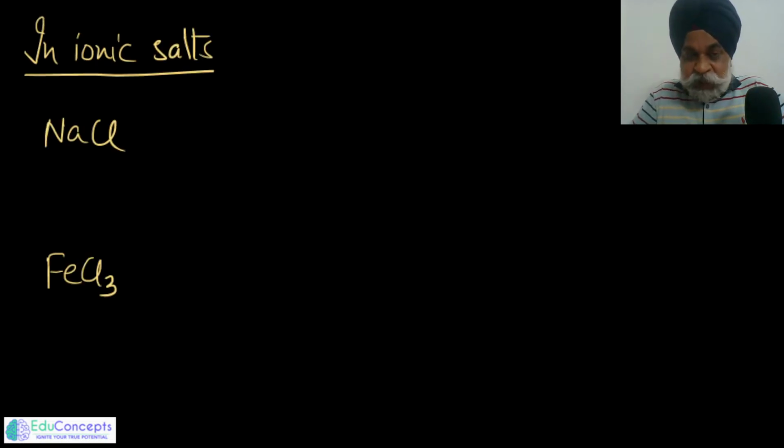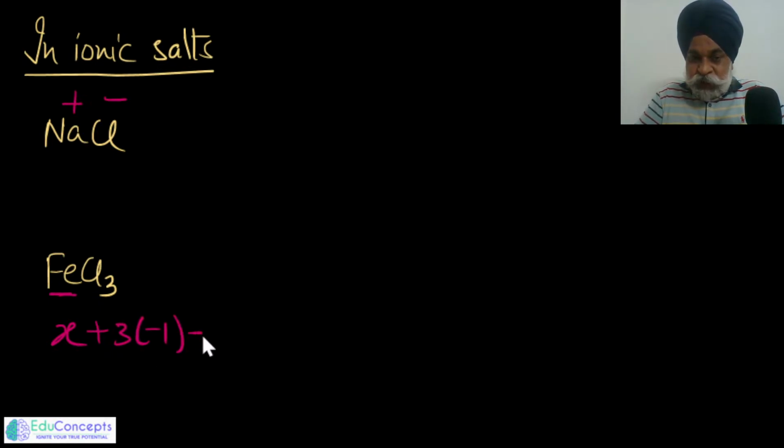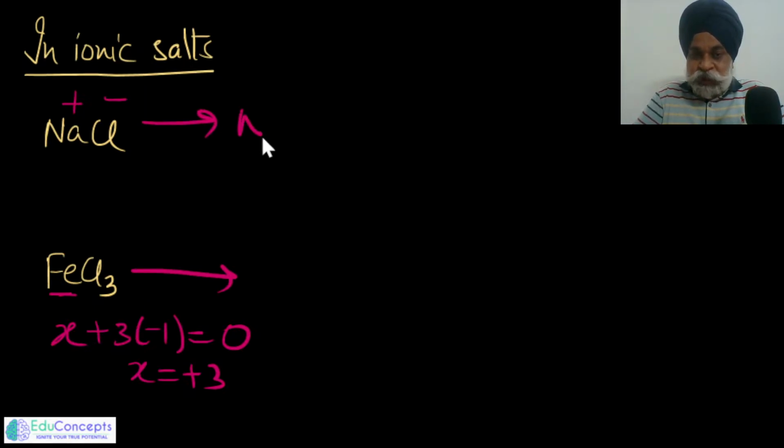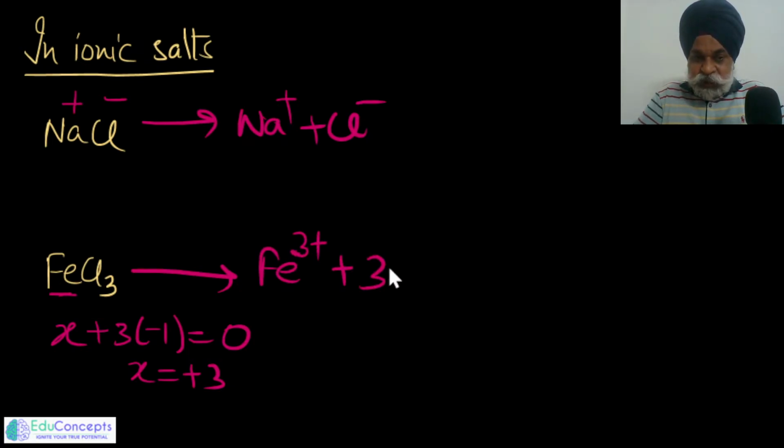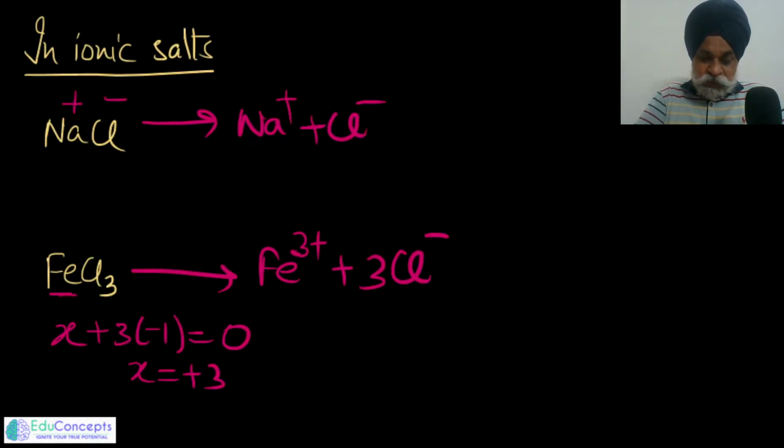Now coming on to the next part, which is ionic salt. For the ionic salt, whatever charge the cation and anion carry, that is the oxidation state. So sodium +1, chlorine -1. And similarly for this, if I would write X plus 3 into -1 equal to 0, so X comes out to be +3, because when it got broken, just like this gets broken into Na positive, Cl negative, Fe 3 positive plus 3 Cl negative. So this also you always have to remember, that in an ionic crystal, the charge which you are receiving would be the oxidation state.